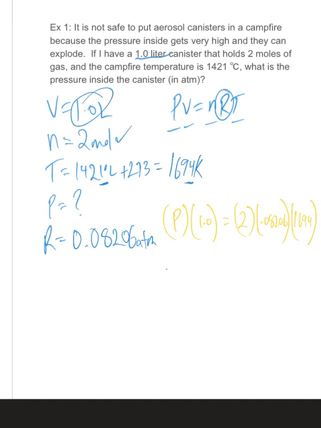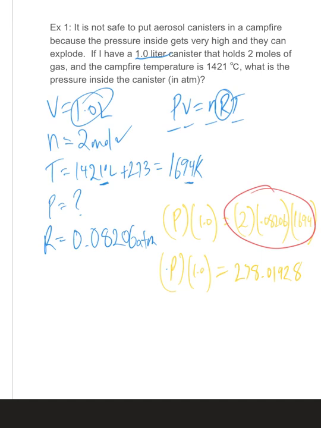So now we are ready to solve algebraically, and what I'm going to do first is simplify the whole right side of the equation. And so when I do that, I get P times 1.0, 278.01928. So I'm not going to round yet. I'll wait till the very end to round.